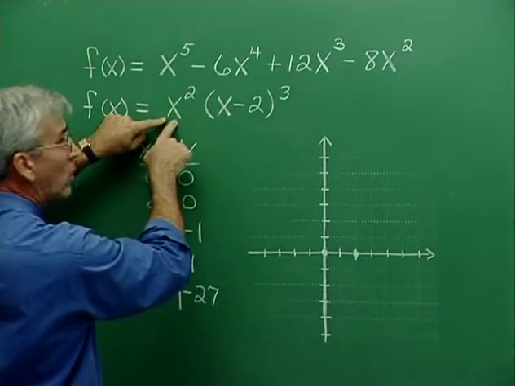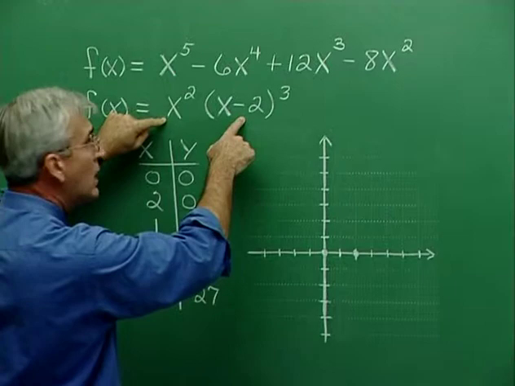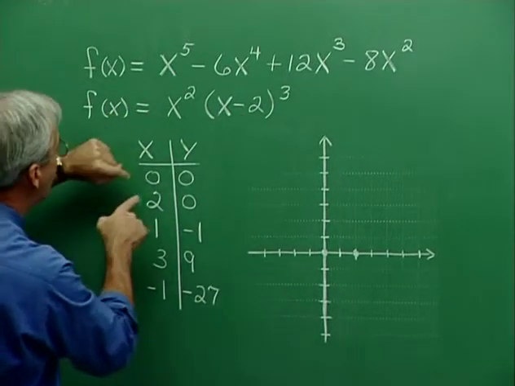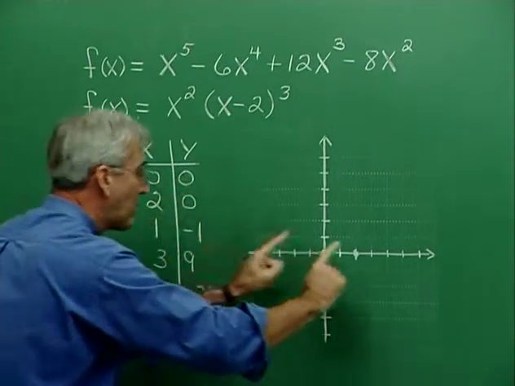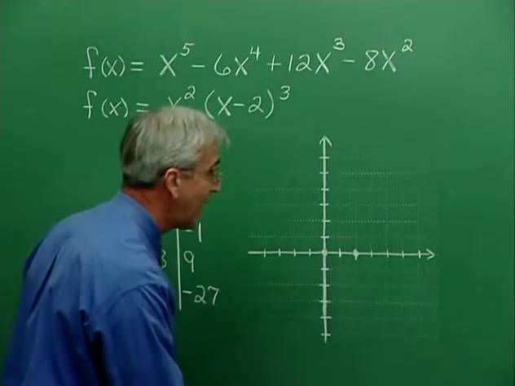This factor is 0 when x itself is 0. This factor is 0 when x is 2. So 0 and 2 are the zeros of the function, and therefore the points (0, 0) and (2, 0) are on the graph. We would go over and plot those points. Let's take a look at them. We don't know much about the behavior of the graph at this point.